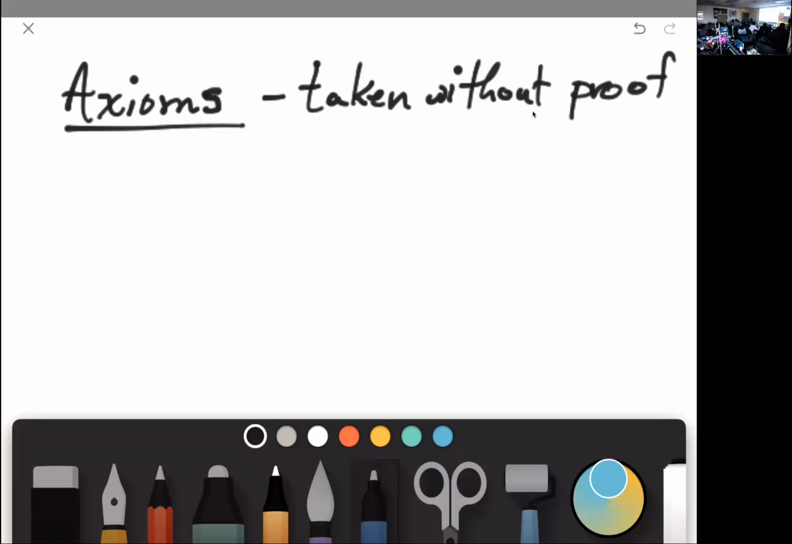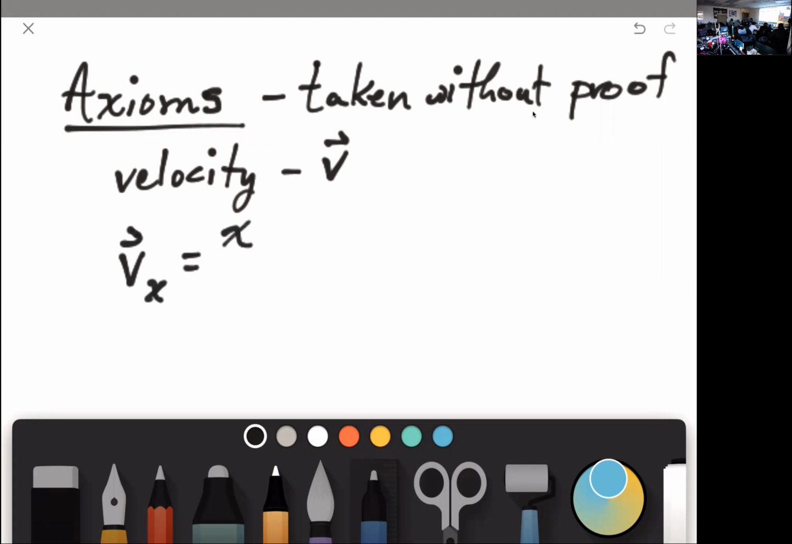The first one that I'm going to write is velocity. And velocity is just a ratio. I'm going to say velocity can be represented with v. It's a vector as well, so that means it has magnitude and direction. And let's just say velocity in the x direction is going to equal x final minus x initial over time final minus time initial.